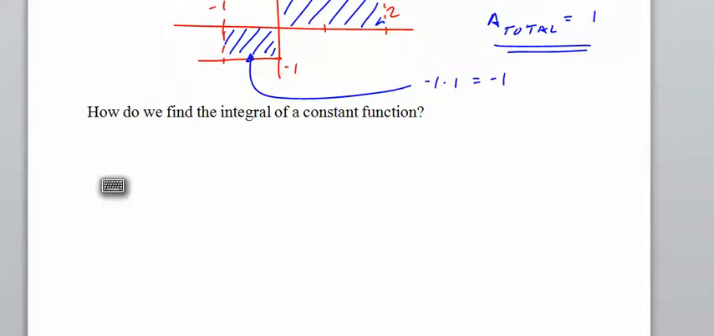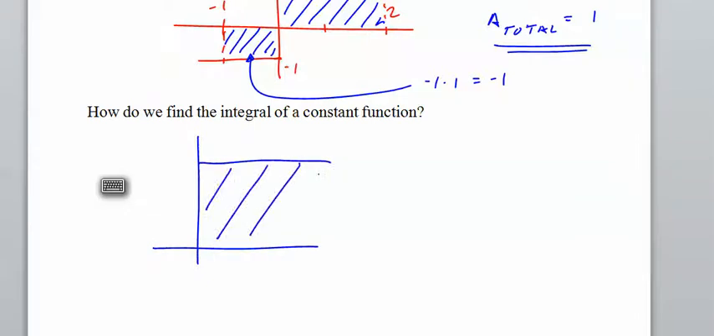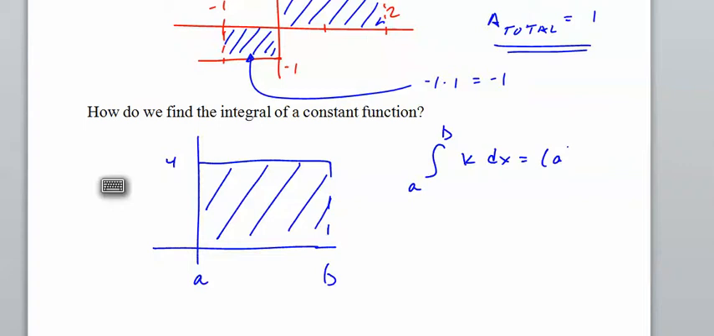And how do we find the integral of a constant function? Well, that's just b minus a times the function, so it's 4. So the integral from a to b of k dx is just going to be b minus a times k, as we just showed.